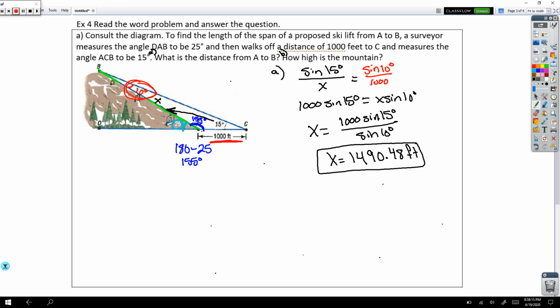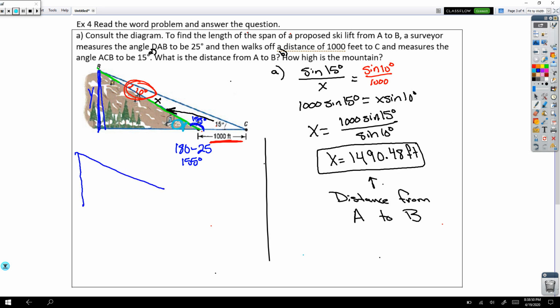Okay, so that is the distance from A to B, or the length of that ski lift. Now, the final part of this problem, part B, is asking how high the mountain is. So it's asking us to find this distance from B to D, basically. So if we think about just that right triangle, let's redraw it to simplify things a little bit for us.